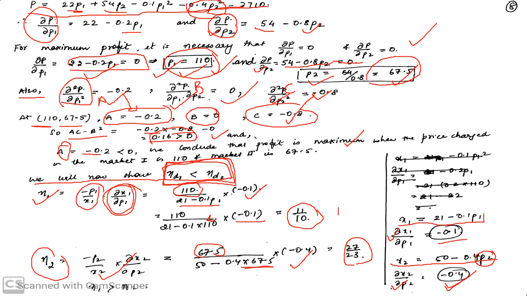So you see that जो elasticity है मार्केट 1 में जहाँ पे हायर प्राइस चार्ज किया जा रहा है, वहां पर elasticity is there, जहाँ पे हायर प्राइस चार्ज किया जा रहा है कम है, राइट, this will be less, sorry for the sign, this will be less in this market, and this is the end of partial derivative.